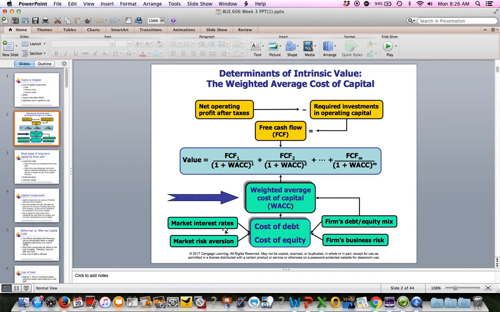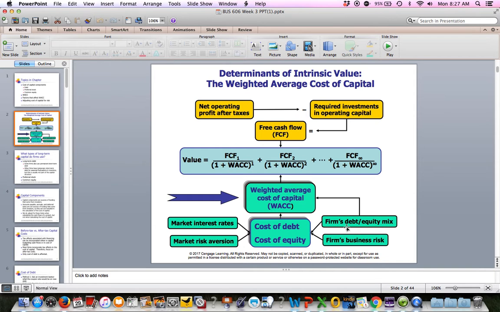So what's the market interest rate right now? Interest rates change all the time in the economy. Risk aversion. Sometimes investors feel like risk is bad. Sometimes they feel like I want to take on more risk. That just, there's an ebb and flow with risk in the economy also.